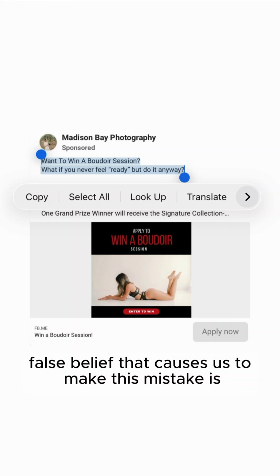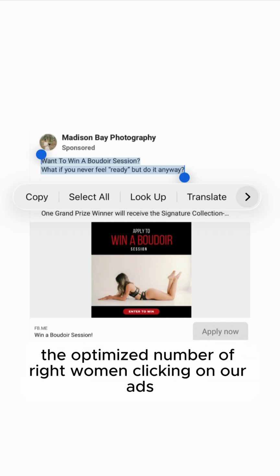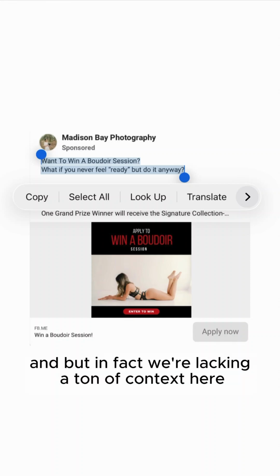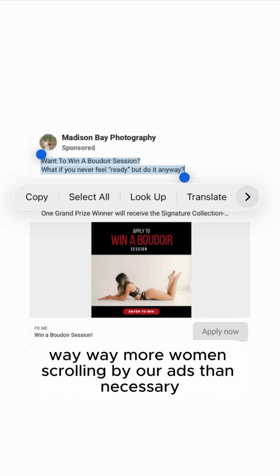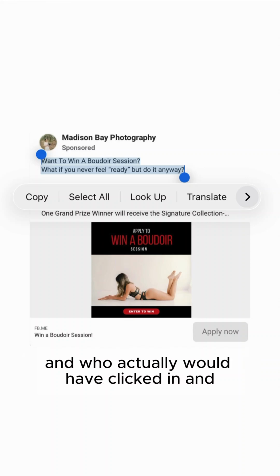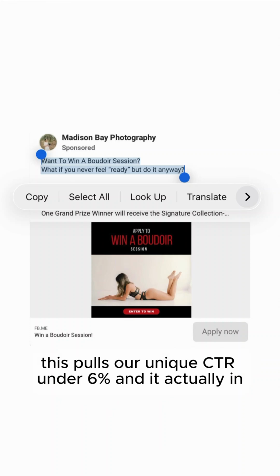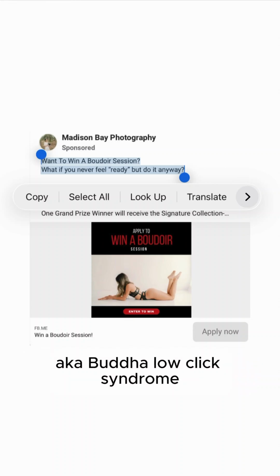The false belief that caused us to make this mistake is we believe we set enough context to get the optimized number of right women clicking on our ads. But in fact, we're lacking a ton of context here. And we're actually going to get way more women scrolling by our ads than necessary, who could have been perfect if we had not made the lack of context mistake, and who actually would have clicked in and had a chance to buy from us. And as a result, this pulls our unique CTRL under 6%, and it actually increases the probability that we have BLCS, aka Boudoir low click syndrome.